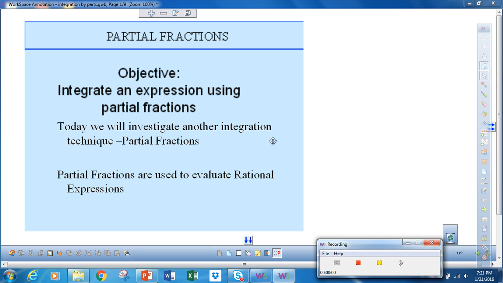Tonight we're looking at partial fractions. Partial fractions is just another method of integrating that you're going to put in your tool belt. We use partial fractions when we have to integrate a rational expression.